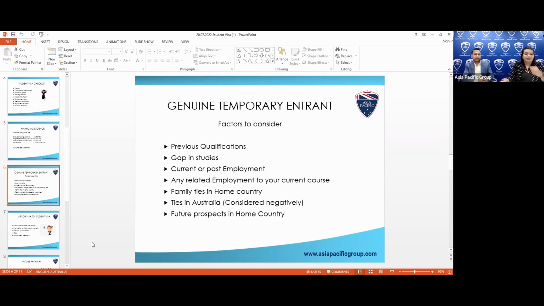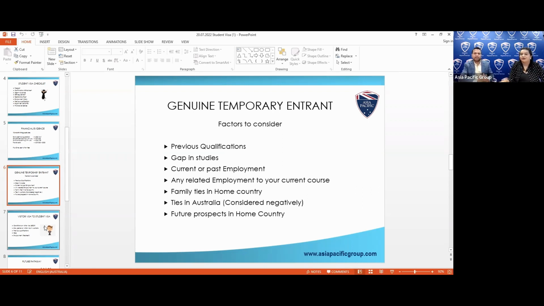Basically, if we show ties in Australia, then we are defining the purpose of our visit. We are saying we want to visit for a temporary purpose. And on the other hand, we are saying our relatives, let's say siblings, are living here. Then the visa officer has a doubt: your brother or sister is living here, you will study and you will not go back. Yes. So it's not considered positively, it's actually considered negatively.